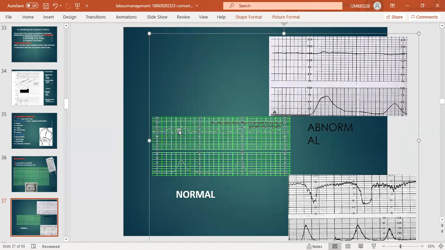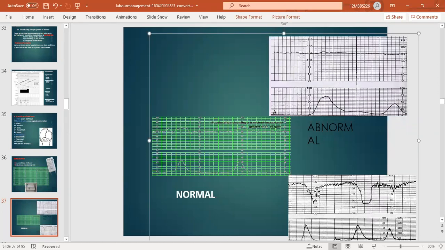Acceleration means the rising of the fetal heart rate, and deceleration is the decrease in the fetal heart rate from below 110 beats per minute. So normally there should be no deceleration, there should be 2 accelerations, the fetal heart rate should be 110 to 150 beats per minute, and there is a beat to beat variation. That just shows the normal.